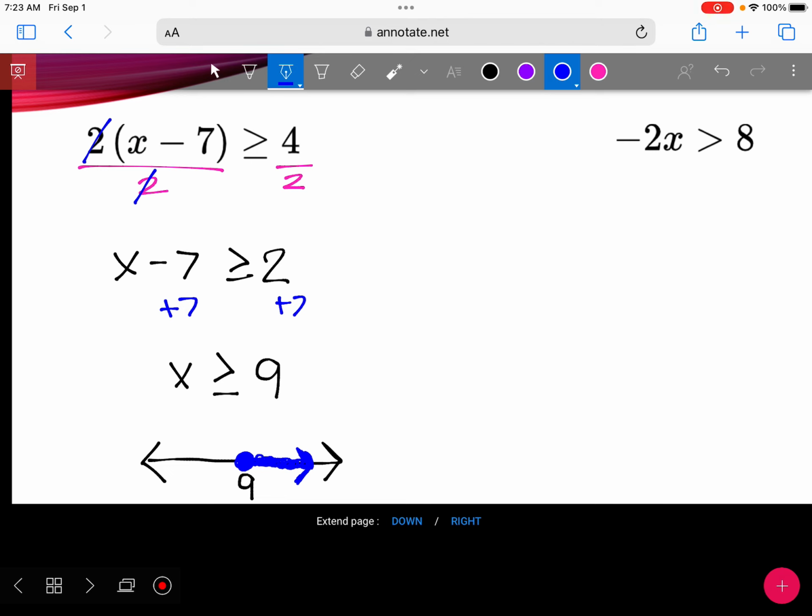Because anything 9 or bigger is our solution. We have one funky rule with inequalities that we have to remember. And we'll see that in the next one.